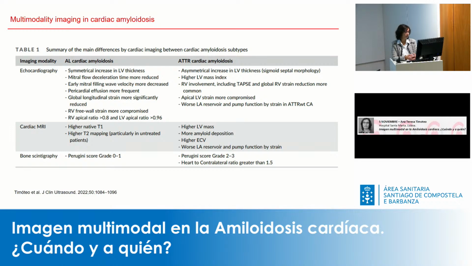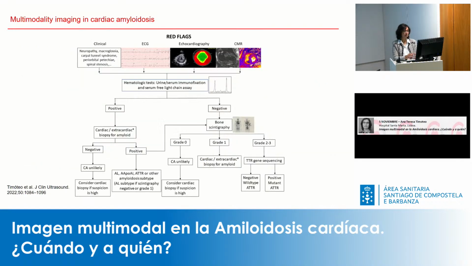And with bone scintigraphy, if we have a heterogeneous score grade 0 to 1, it's probably more AL amyloidosis, but grades 2 and 3 of the heterogeneous score are very specific for ATTR cardiac amyloidosis. So this is more or less our algorithm for diagnosis.